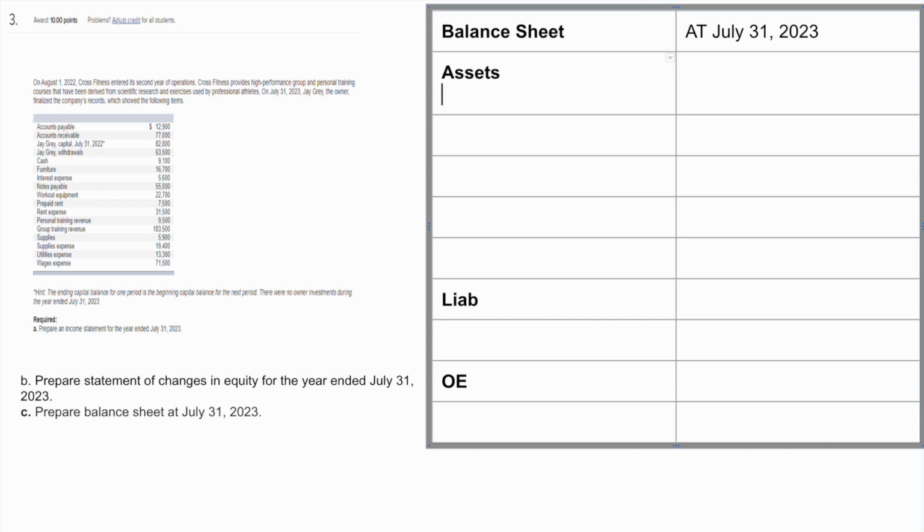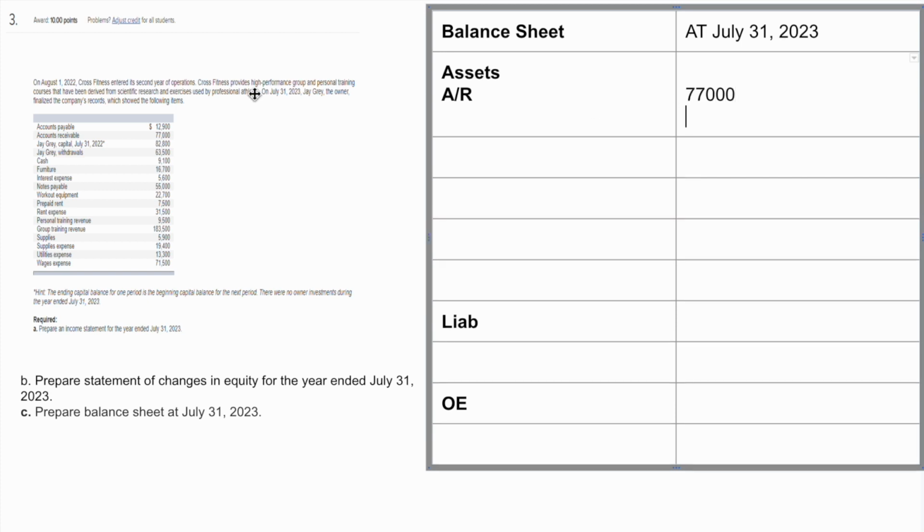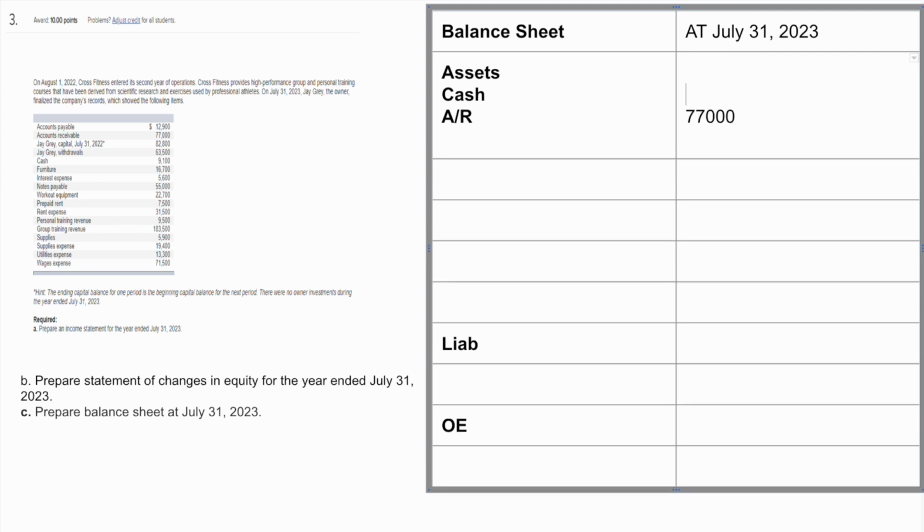If we look at the assets, we look through our list and we say, what are assets, things the company has? Well, first in our list is accounts receivable, and the accounts receivable is showing there at $77,000. Then we look through our list some more and we see cash. Now cash is more liquid than accounts receivable, so I'm just going to put it up above here. Our cash was $9,100. And then we see furniture, $16,700.